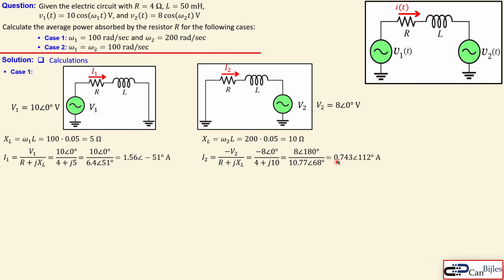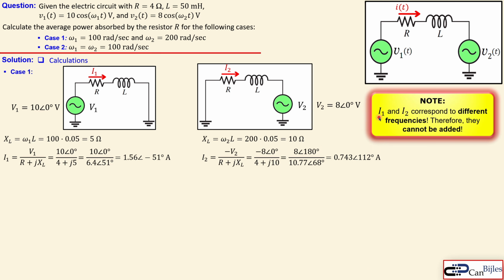That will then be approximately 0.743, and then 180 degrees minus the 68 degrees will give you now 112 degrees. This is now the current phasor for I2. Okay, now note here, very important, I1 and I2 correspond to different frequencies, therefore they cannot be added like what we do if you have a steady state analysis with one specific frequency. So how to do that?